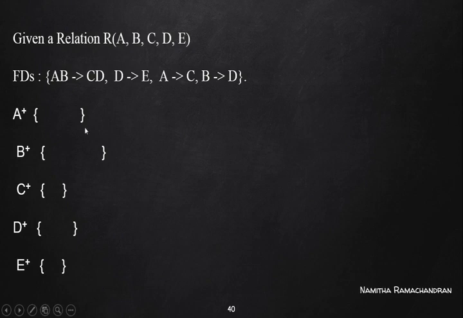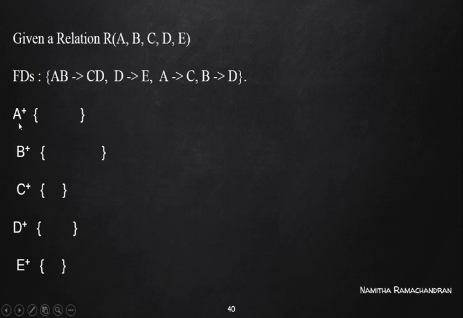So this step becomes easy now. You are given the relation R, and A, B, C, D, E are its attributes. You are also provided with certain functional dependencies that are the valid functional dependencies of this given relation R. What are they? AB derives C and D, D derives E, A derives C, B derives D. Now we can calculate or derive various attribute closures.